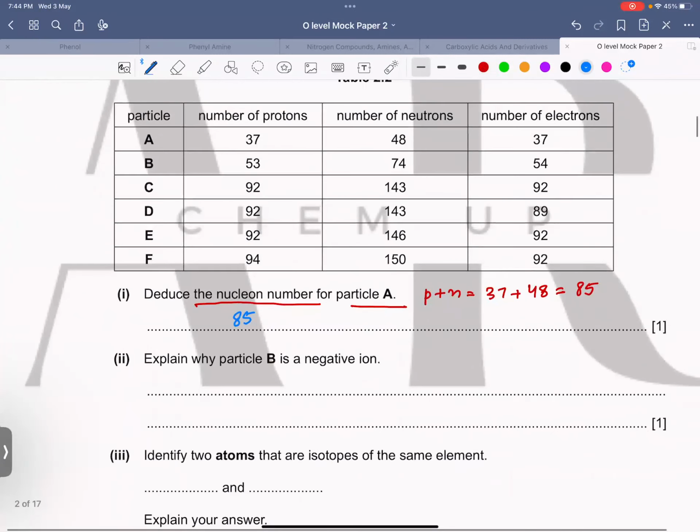Right? Then explain why particle B is a negative ion. So let's have a look at it. Particle B has 53 protons and 54 electrons. So there are 54 negative charges and 53 positive charges. So we are left with one negative charge, which makes it negative. So we write that B has one more electron. Is this clear? Yes, sir.